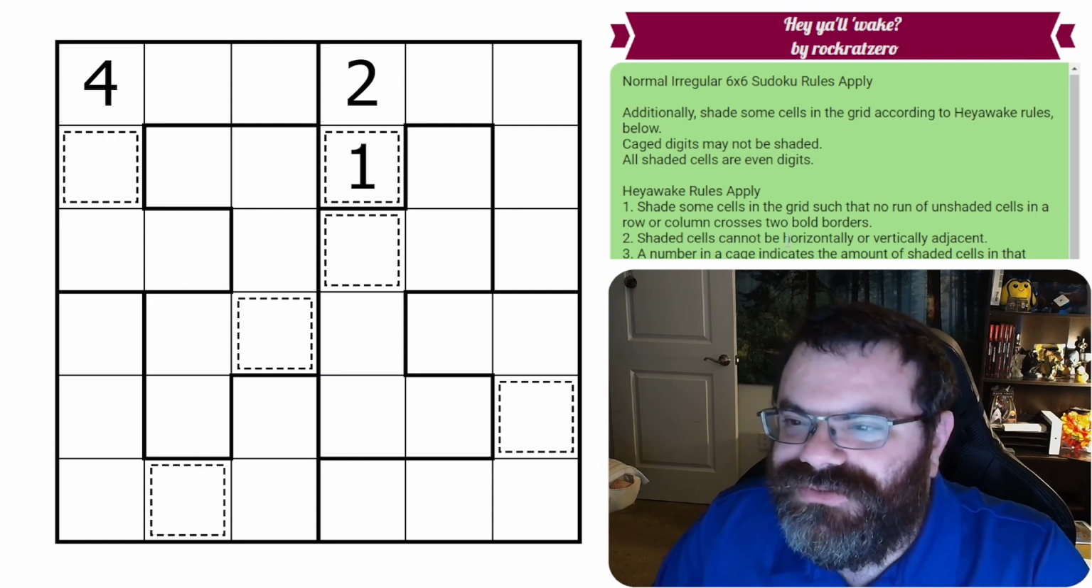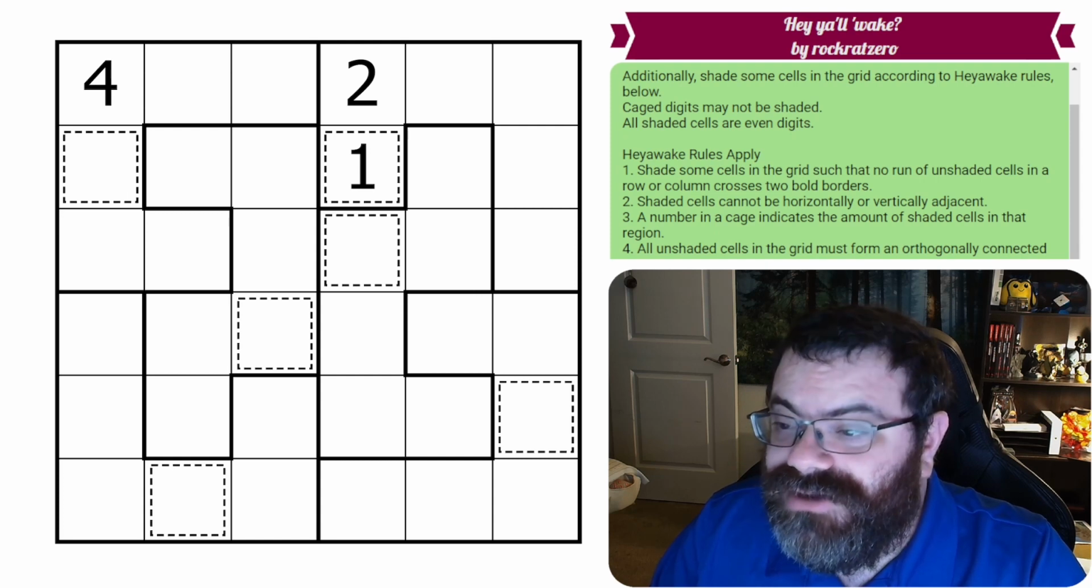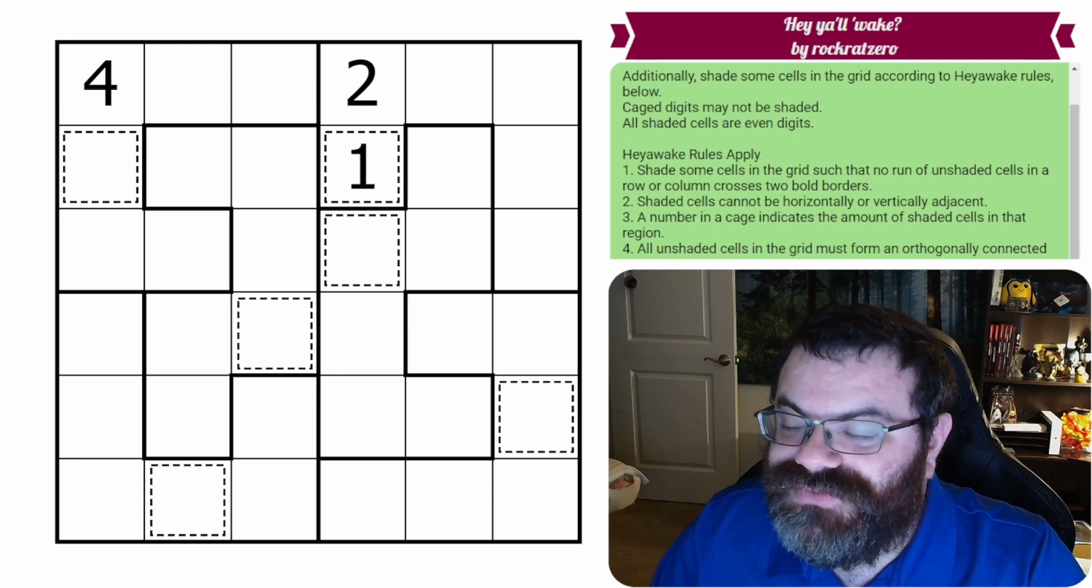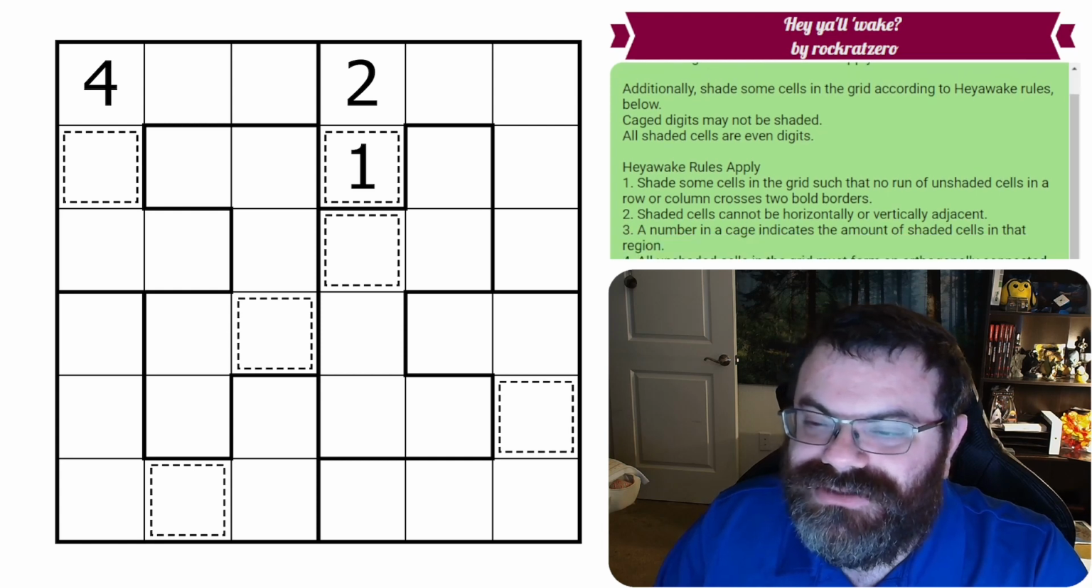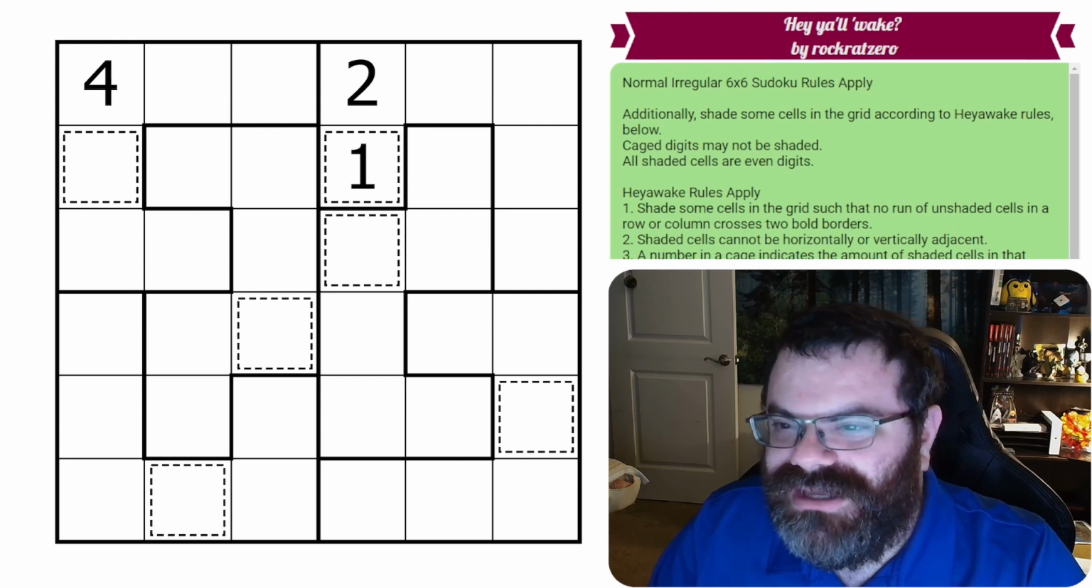All right, I believe that's all the rules. There's a note at the bottom. Because the regions are non-rectangular, this could be referred to as a Hayawake variant of Hayawake, which adds an additional rule about unshaded runs re-entering regions that is not relevant here. So that's just a note for people who may be aware of that variant. So I believe I have covered all of the rules.